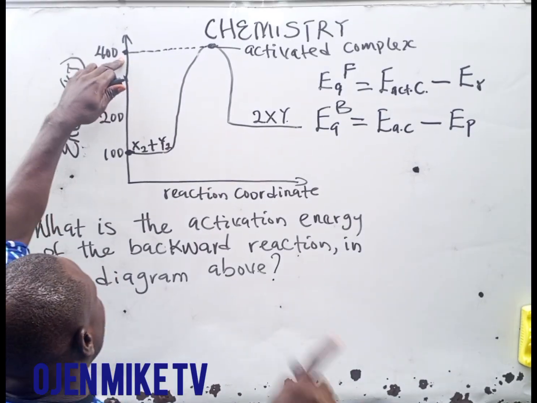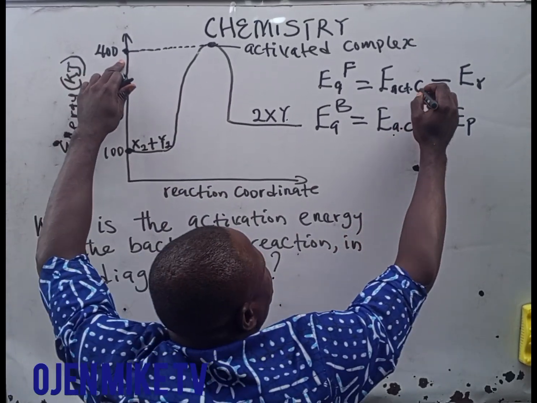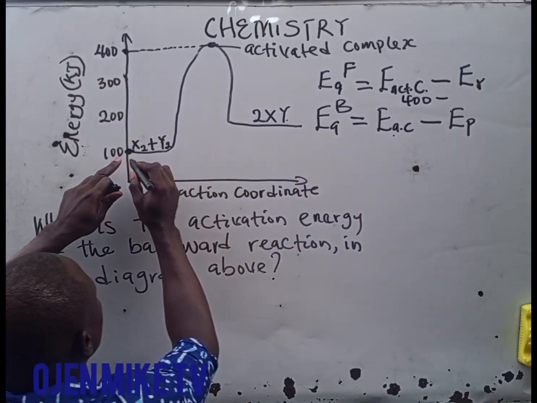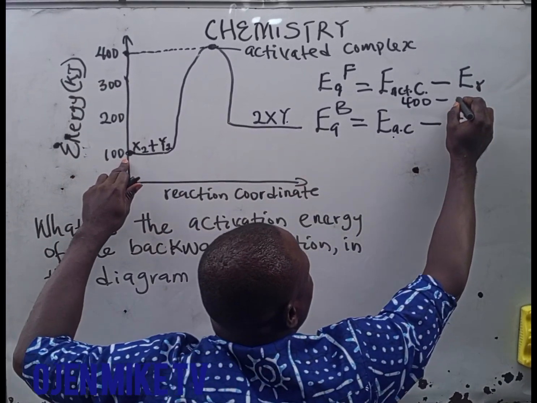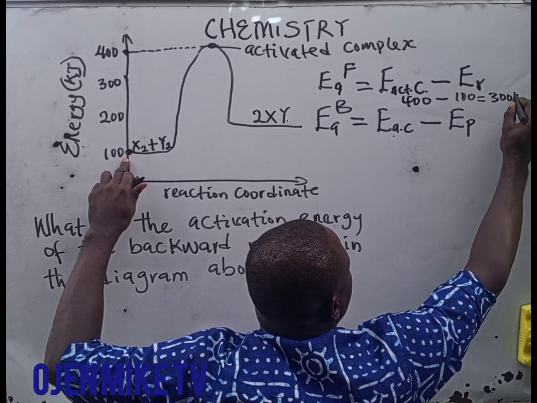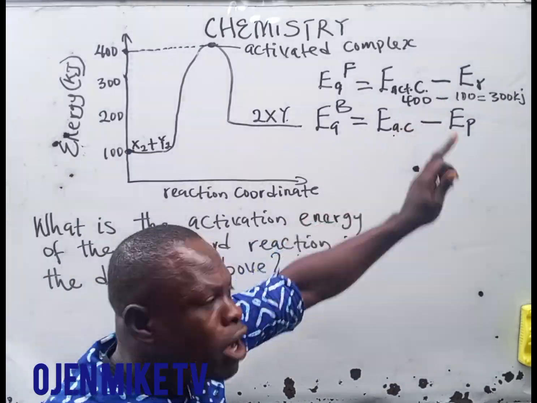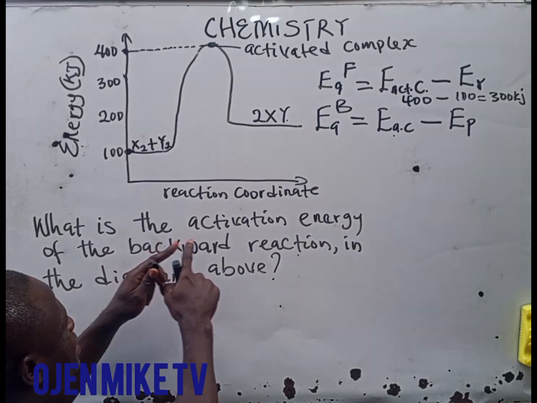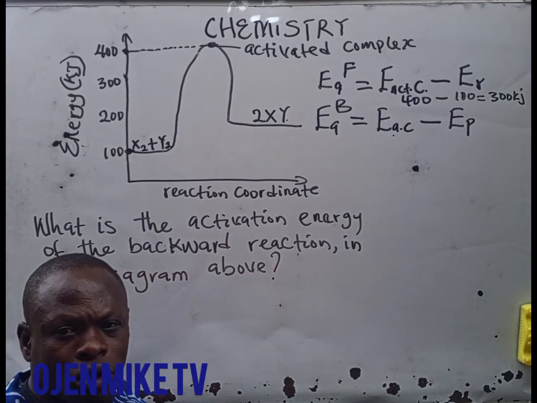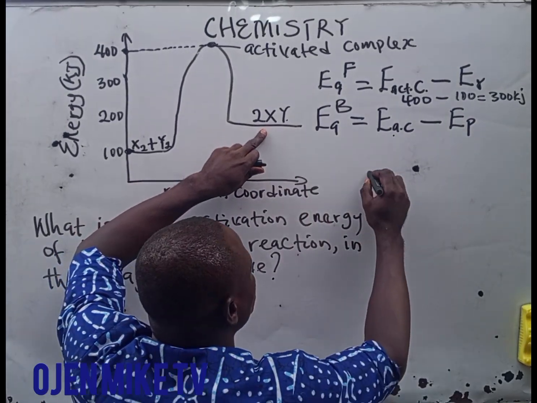So to calculate the one of forward is what? 400. Look at, the activated complex is 400 minus, what is the reactant? This is the one of the reactant, 100, equals what? 300 kJ. That is the one of the reactant. But we are asked, what is the activation energy of the backward reaction? The backward reaction is this one.